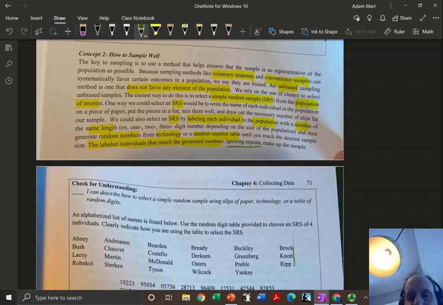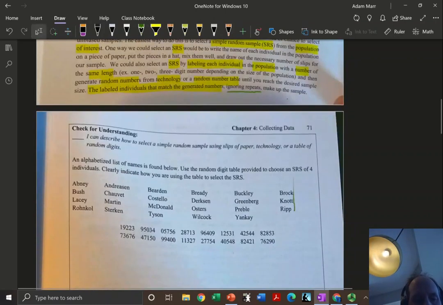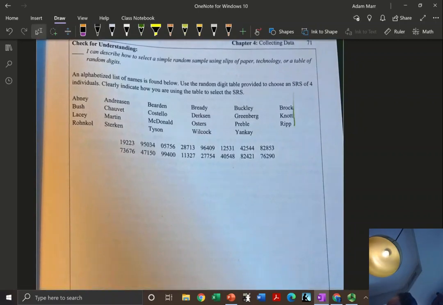Make up this sample. Okay, so let's take a look right here. We have an alphabetized list of names found below. Use the random digit table provided to choose an SRS of 4 individuals. Clearly indicate how you are using the table to select the SRS. First of all, let's indicate our steps, and then let's actually do it.